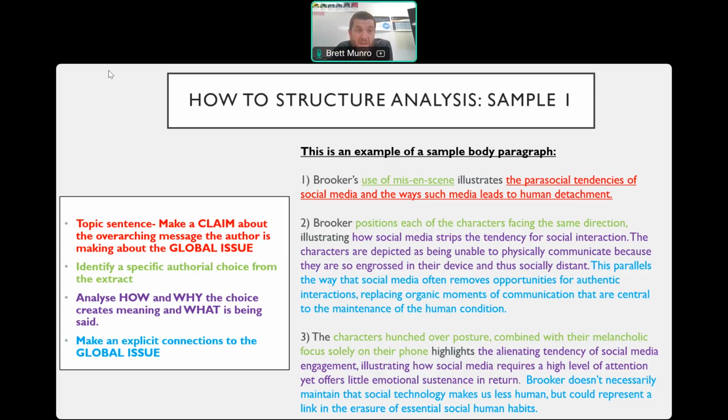And then we make an explicit connection to the global issue. That is, that this parallels the way that social media often removes opportunities for authentic interactions, replacing organic moments of communication that are central to the maintenance of the human connection. This is making a connection to the global issue more broadly and what it says about our world as readers.